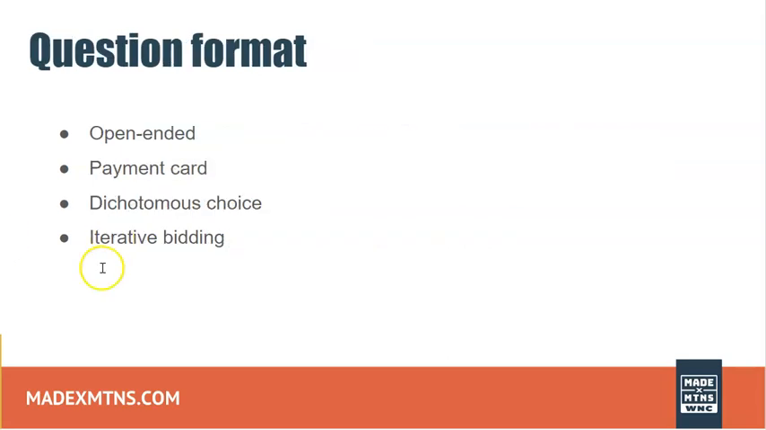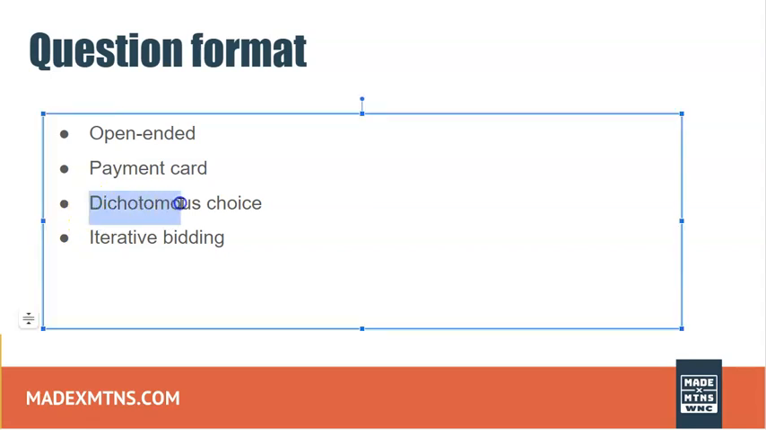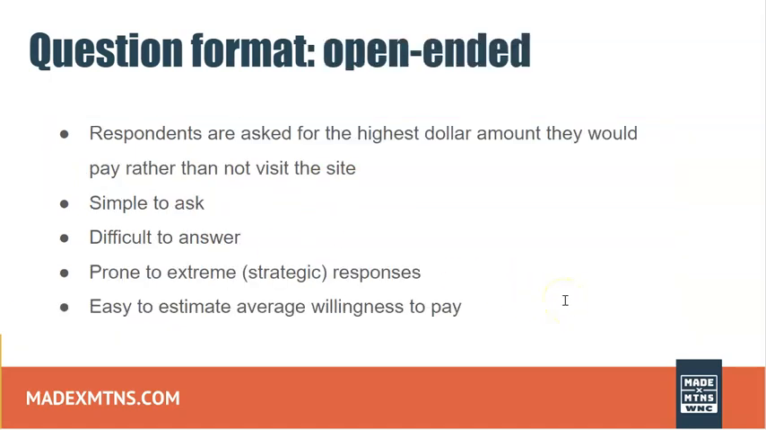Okay, now question format. There are 4 types of questions that can be asked, and I'll go ahead and reveal that it's this dichotomous choice that most researchers use, although sometimes that can be extended to iterative bidding. But let's look at these other types of survey questions, because these pop up every now and then in a recreation survey. So an open-ended question just asks respondents to state or write down the highest dollar amount they would pay rather than not visit a site.